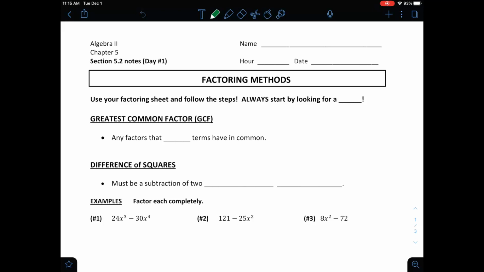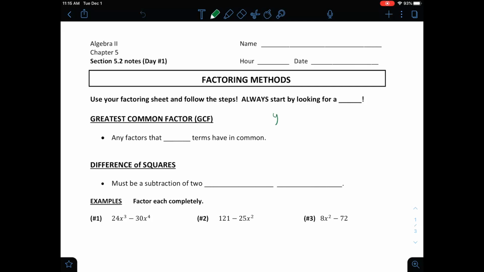We're continuing Chapter 5, which is quadratic equations, quadratic functions, which is parabola, stuff like that. And this is 5.2 day 1, and it's factoring methods. And this is a very hard section. It's going to be a long video, so just keep that in mind.